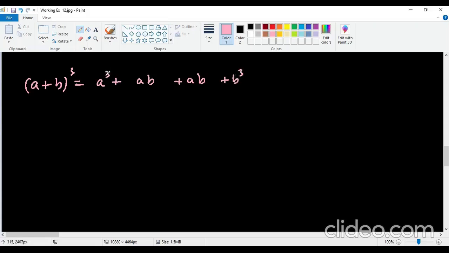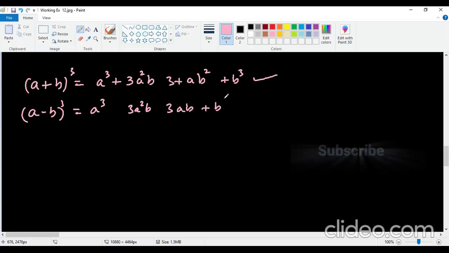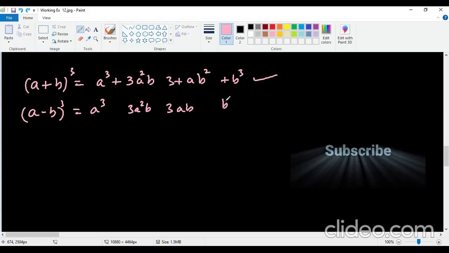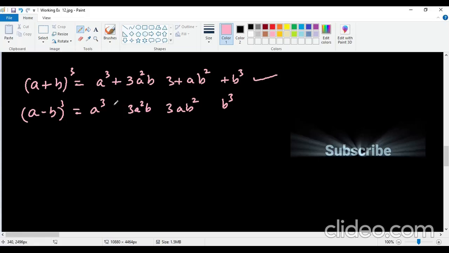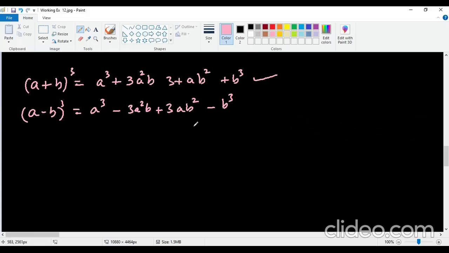Now here A is 3, here A is 2, and here A is 1. From this side, when you go, B is cubed, B is squared, and B is 1. Now here you write 3 and 3. That's it, you get the value. For example, if you have a minus b whole cube, you write A cube, 3A squared B, and 3AB squared once again, and plus B cube. Now, the first one is going to be plus, this is minus, this is plus, and this is also minus. So this is how it's going to work.